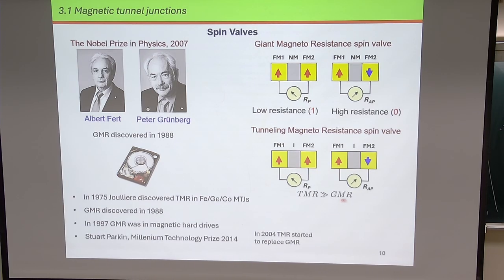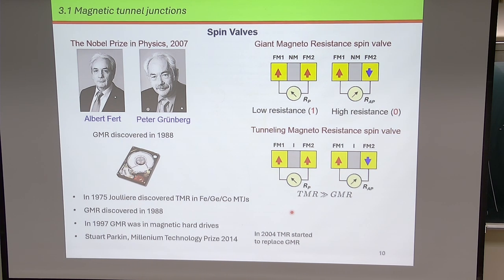So GMR was good, but then TMR came, which nowadays is much larger than GMR. I will show you a figure about that later on. That's why we're going to focus on TMR. You can store information with these devices. If you have parallel, you have a low resistance state, and you can say, okay, this is my 1, and if you have anti-parallel, you have a high resistance state, and you can say this is my 0. So 1 and 0 just mean low resistance or high resistance, parallel configuration or anti-parallel configuration.